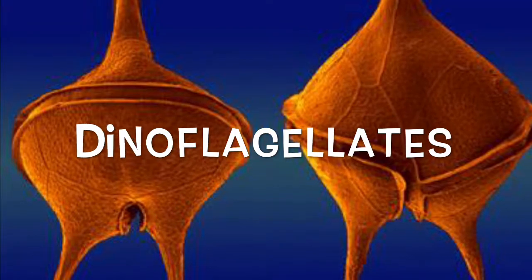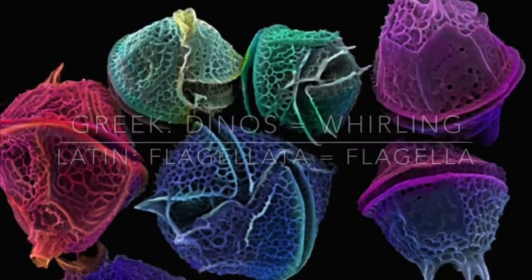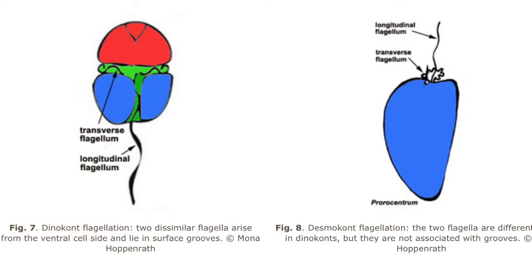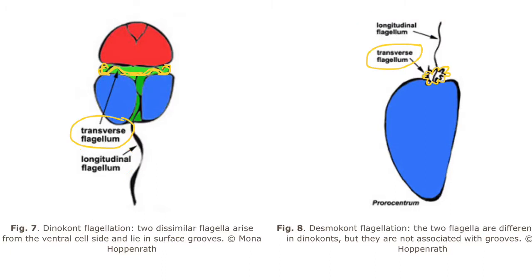The term dinoflagellate translates from Greek and Latin to "whirling flagella." This name can be attributed to the two flagella of differing functions that are contained within the structure of this protist. The flagellum protruding from the back of the dinoflagellate serves to propel the organism forward, while the other ribbon-like flagellum through the center of the organism allows it to turn and maneuver.